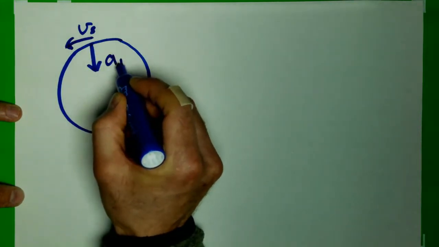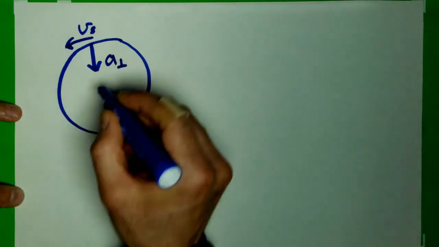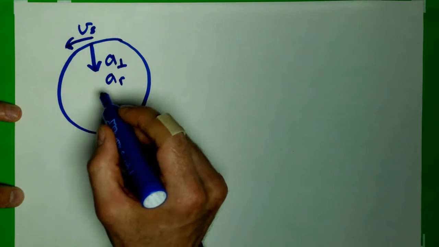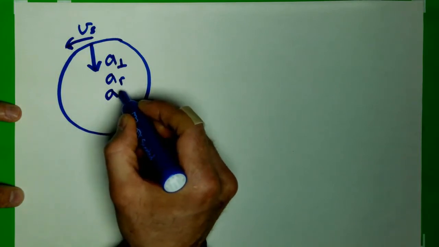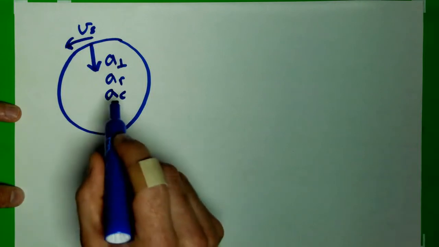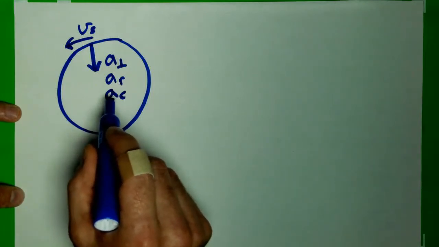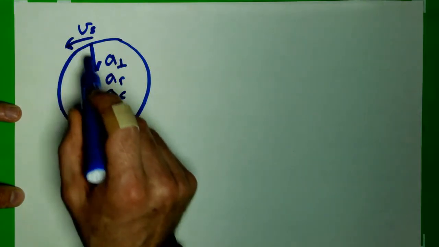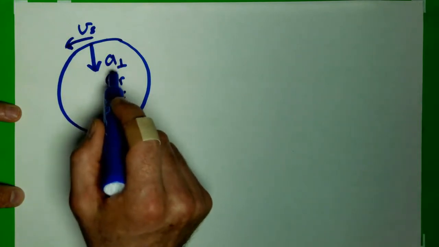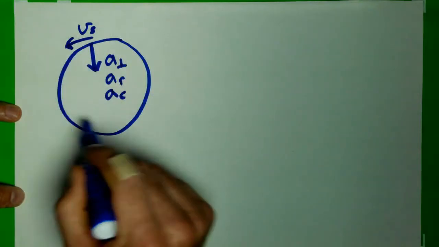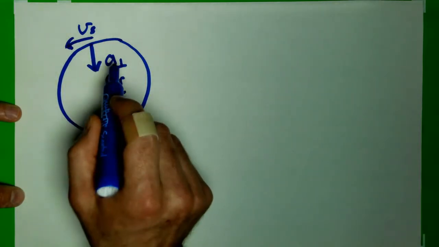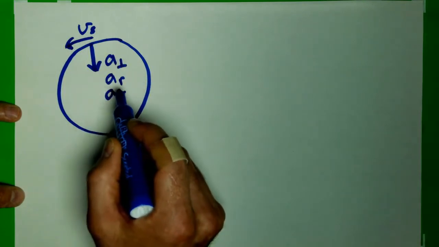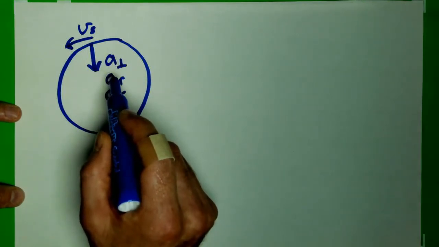So if I were to label this a perpendicular, that perpendicular part, I could also label it as a sub r, as the radial part. And there's a historical term called the centripetal acceleration, so sometimes we label it a sub c. What's important is that it points radially inward, and it is always perpendicular to the circumference of the circle, or the tangent of the circle. Those are the two terms I often like to use because they're more descriptive physically.